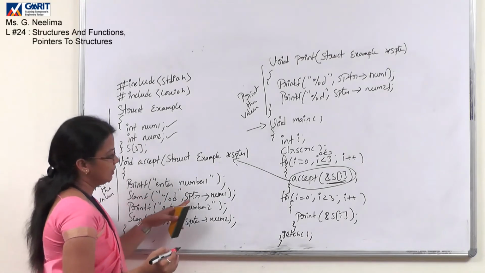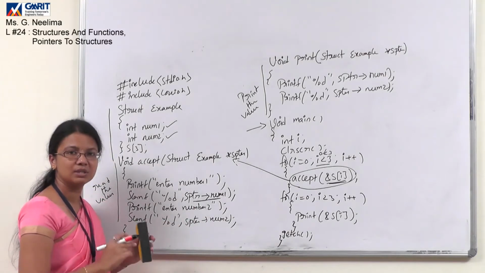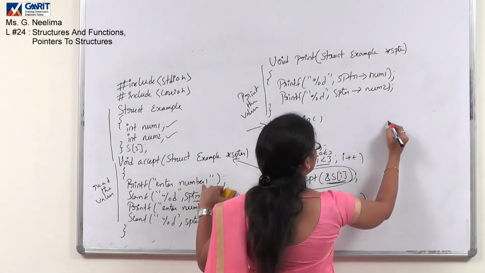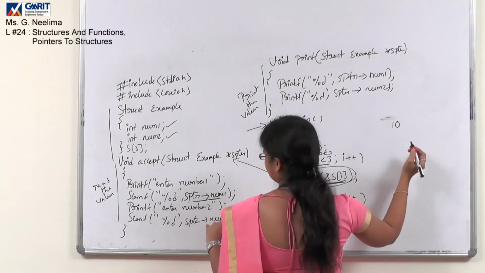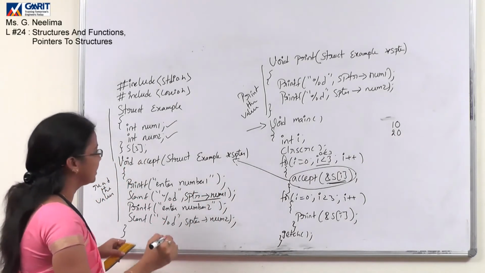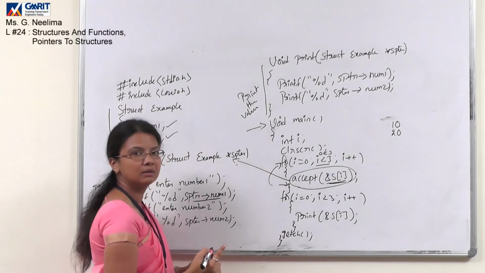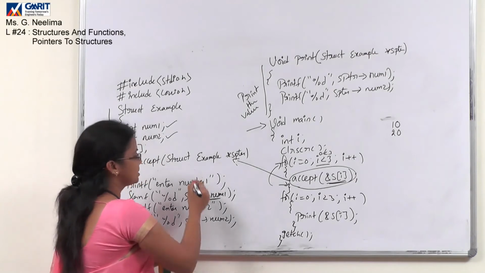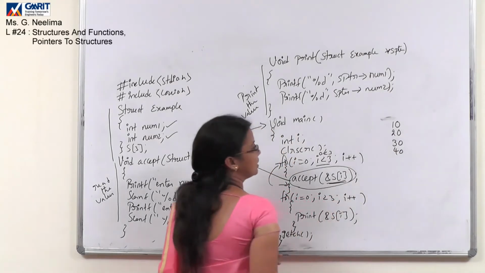Enter number. By this statement, the pointer value can be accessed using the arrow symbol. I have entered number 1 as 10, and after that number 2 as 20. After executing this block, control comes back here itself. The i value becomes 1. Again it moves into the block and we call the same function, and I enter two different values.